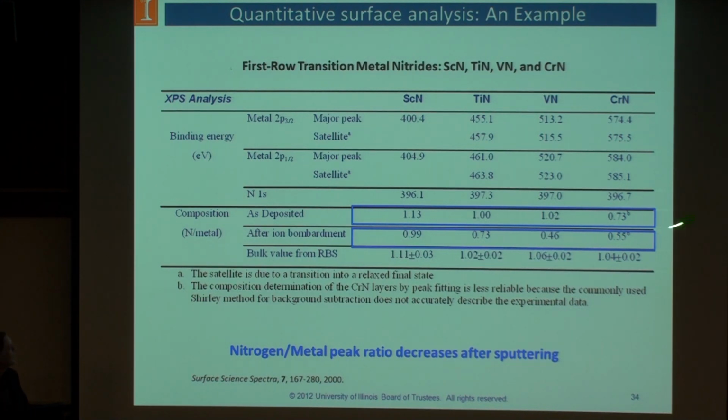So as-deposited. And then after ion bombardment, you'll see that we significantly altered the amount of nitrogen as compared to the metal. And this is an example of the damage caused by the ion sputtering process. Nitrogen being the lighter element, it was preferentially removed from the nitride and then alters the stoichiometry. It also alters the electronic structure. So if you're interested in the electronic structures of these materials, ion bombardment would not be a good thing to do, which is why, with these nitrides, we actually took the effort to grow them in situ.